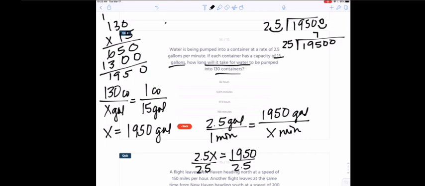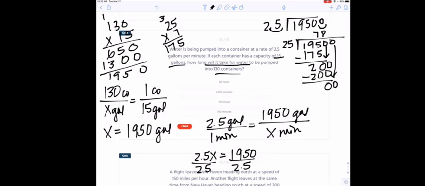25 times 7, I'm going to show you over here. 7 times 5 is 35, so carry the 3. 7 times 2 is 14, plus 3, 175. So now I subtract it. 0, 9 minus 7 is 2, and I bring down a 0. 25 goes into 200 8 times. 25 times 8 is 200, and now I subtract, and I get 0. But I still have to bring down another 0. So 25 goes into 0, 0 times, and now I'm done.